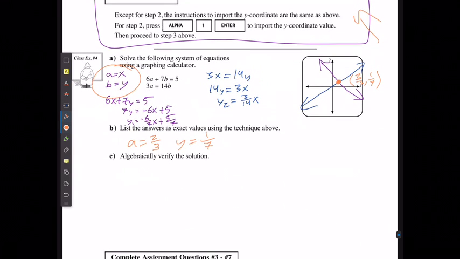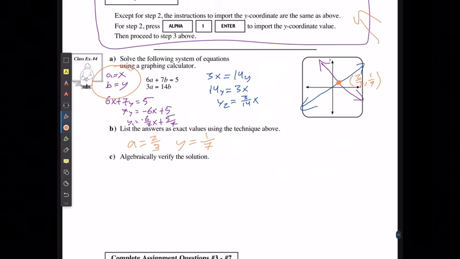If I need to algebraically verify the solution, I'm going to do that same substitution method we did in the last case. I'm going to say that 6 times 2 over 3 plus 7 times 1 over 7 is equal to 5. And here's my equation 1. 6 times 2 is going to be 12. Divided by 3 is going to give me 4. 7 times 1 is 7. Divided by 7 is going to be 1. And 5 does equal 5.